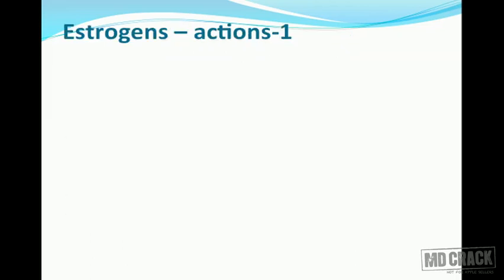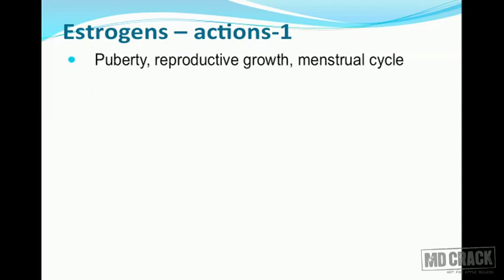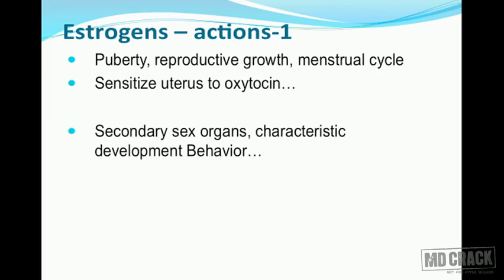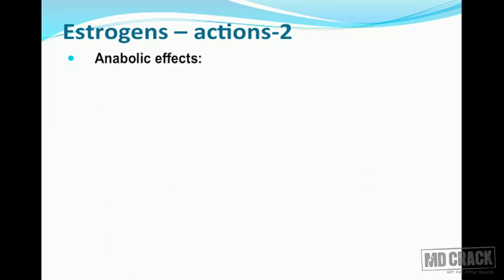Let's go for the actions of estrogen, and probably you have done them in your physiology. Female reproductive system growth, development, puberty, menstrual cycle, sensitizing the uterus to the action of oxytocin. Then the secondary sex organ development, the characteristic development and the behavior. Next, estrogens have anabolic effects. And let me remind you about the bone.